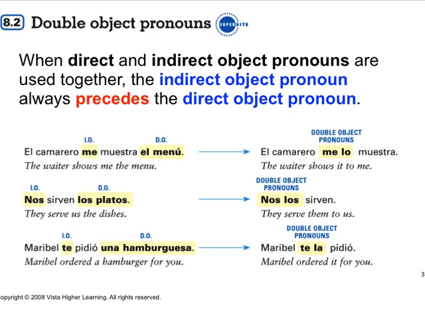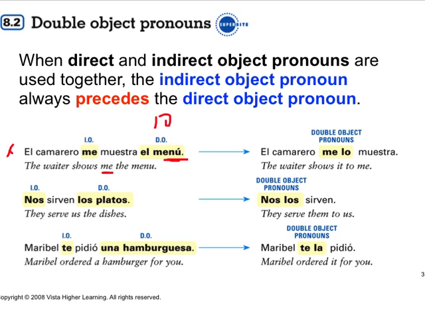So let's take a look at the first sentence right here. It says, El camarero me muestra el menú. So the waiter shows what? The menu to whom? To me. So your direct object noun is menú. That's what he's showing. Who is he showing it to? Me. That's your indirect. So what we're going to do is replace the direct with a lo.